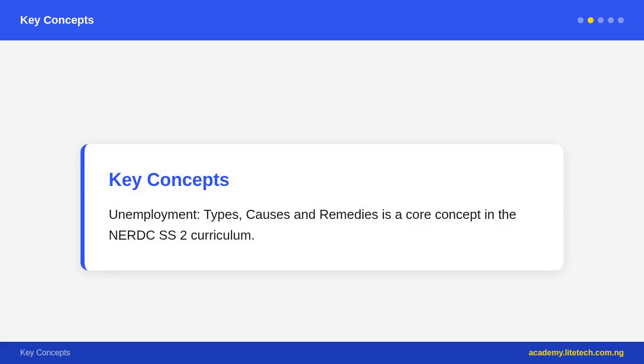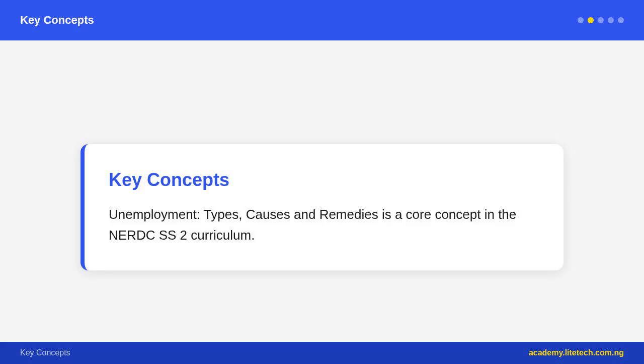Cyclical, demand-deficient unemployment is caused by a downturn in the business cycle. During recessions, aggregate demand falls and firms lay off workers. This is the type Keynes was most concerned with and the target of expansionary fiscal and monetary policy.